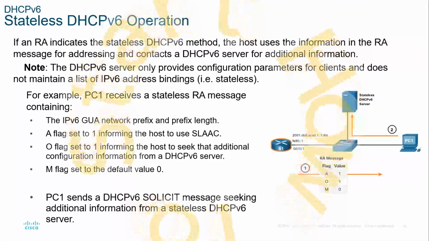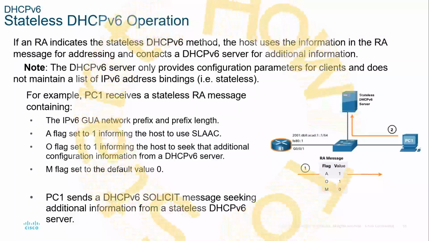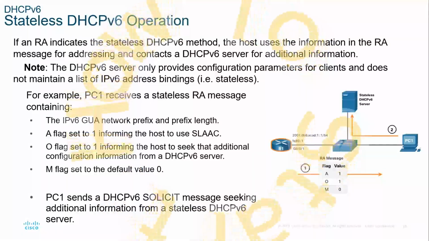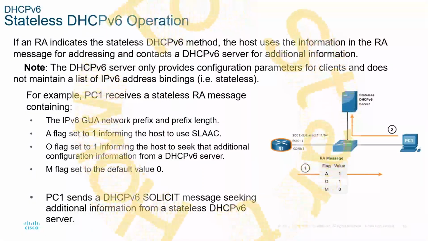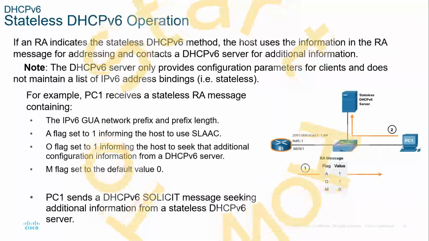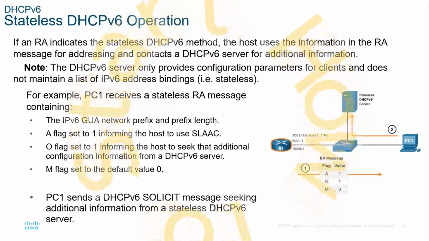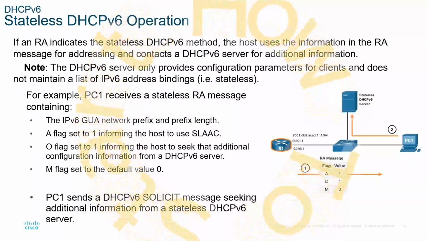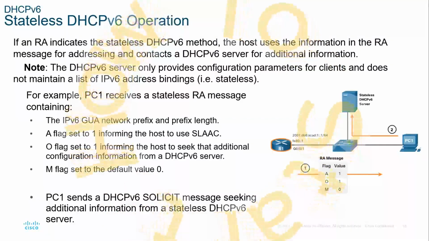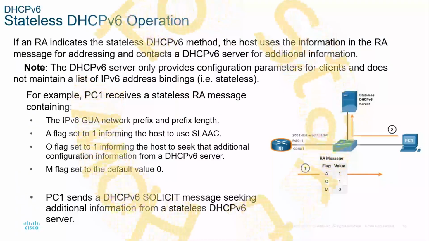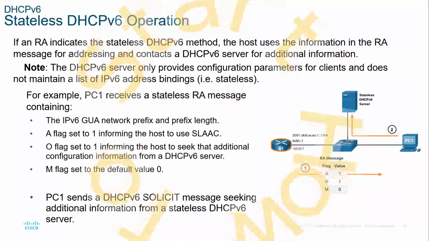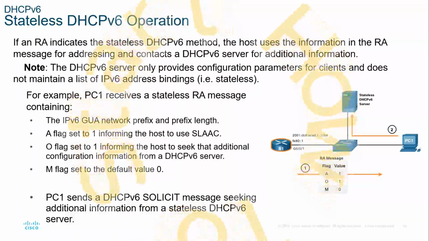Same thing, the PC comes online. Here we have a router advertisement with the A and O flag set. Basically that tells the PC to reach out to the DHCP server, stateless, and grab the information. Again, the M flag is set to 0 by default. The A flag says use SLAAC. The O flag basically informs the host to seek additional information from the DHCP server.